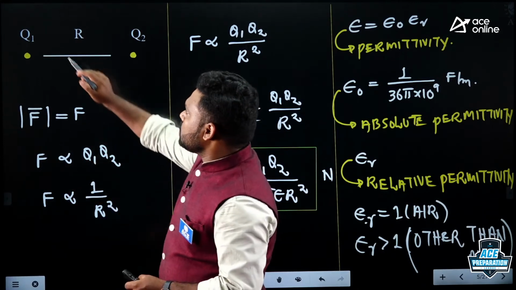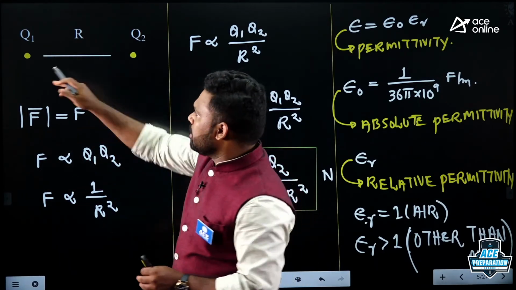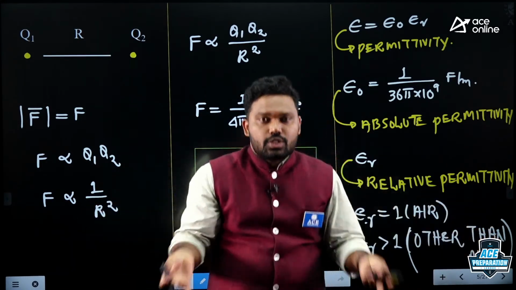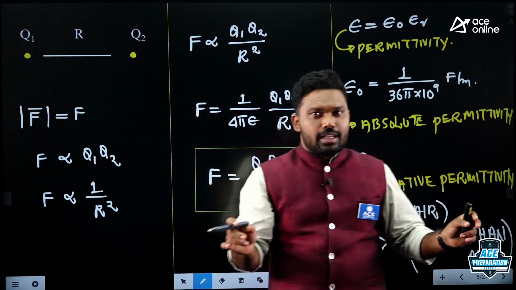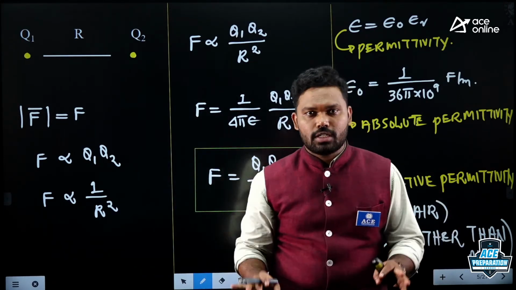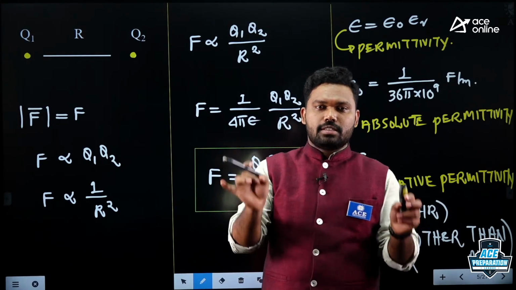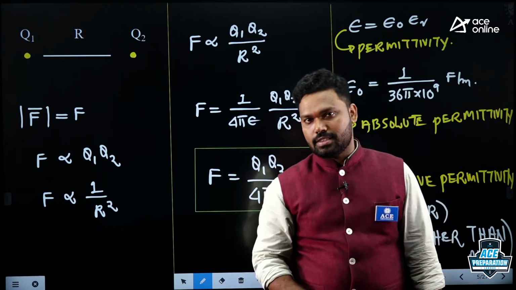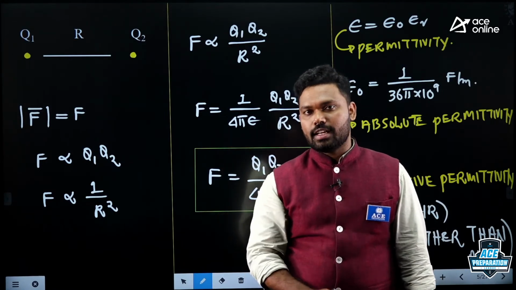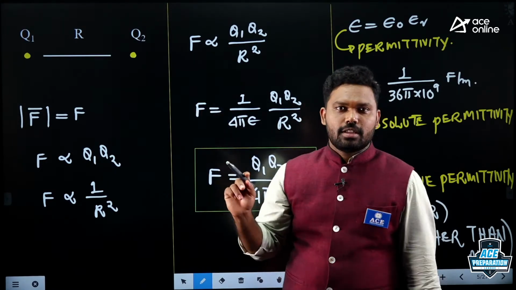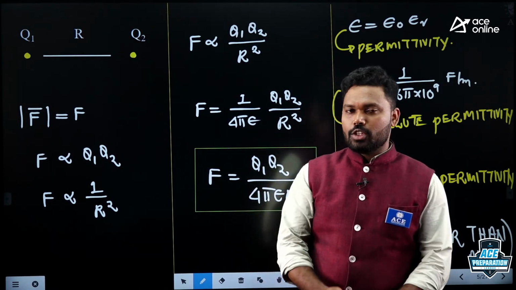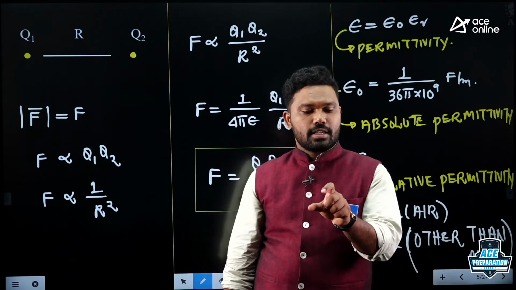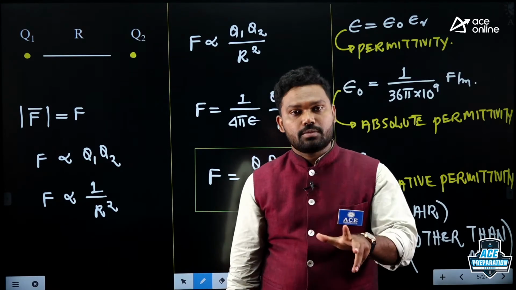Why? Because these two charges are there, right? In between these two charges, where you are placing these charges is also important. Are you placing these two charges in the air, or in the sea water, or inside the water, or you can place these two charges inside the glass, isn't it? In which medium they are existing, that is also going to decide the force between them. Okay, so the force between the two charges is dependent on the product of the charges, and it is inversely proportional to the square of the distance between them.